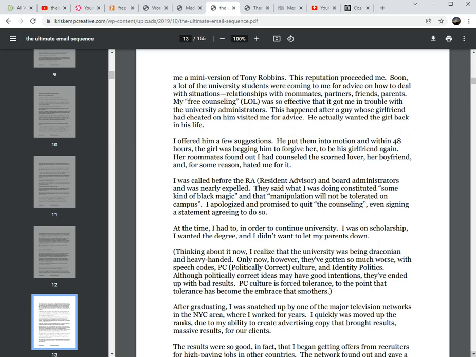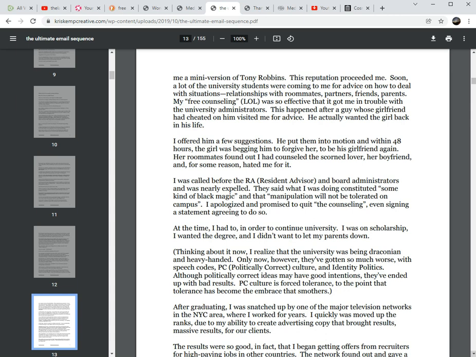Her roommates found out I had counseled a scorned lover, boyfriend, and for some reason hated me for it. I was called before the RA, resident advisor, and board administrators and was nearly expelled. They said what I was doing constituted, quote, some kind of black magic, quote, and that, quote, manipulation will not be tolerated on campus, end quote. I apologized and promised to quit the counseling, even signing a statement to do so. At the time, I had to in order to continue university. I was on a scholarship, I wanted the degree, and I didn't want to let my parents down.